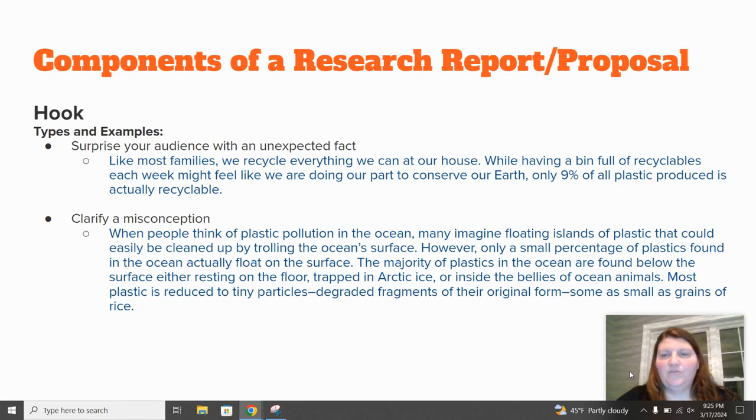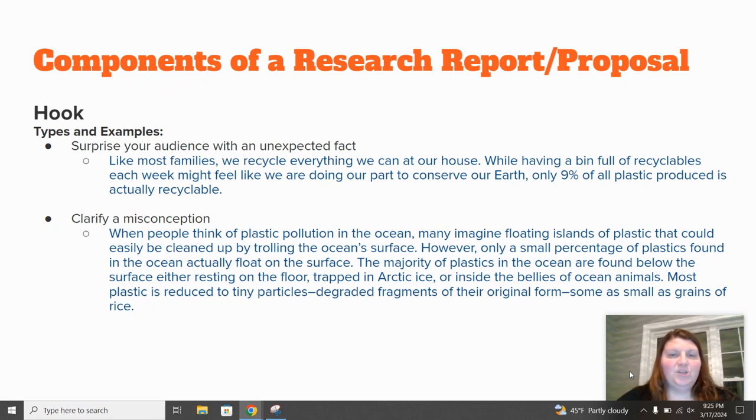ocean, many imagine floating islands of plastic that could easily be cleaned up by trolling the ocean surface. However, only a small percentage of plastics found in the ocean actually float on the surface. The majority of plastics in the ocean are found below the surface, either resting on the floor, trapped in Arctic ice, or inside the bellies of ocean animals. Most plastic is reduced to tiny particles, degraded fragments of their original form, some as small as grains of rice.